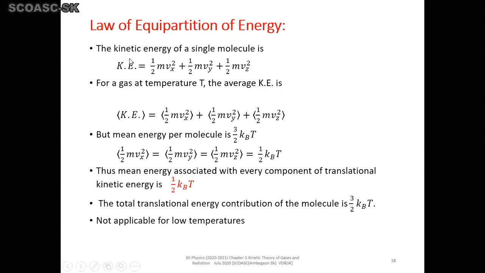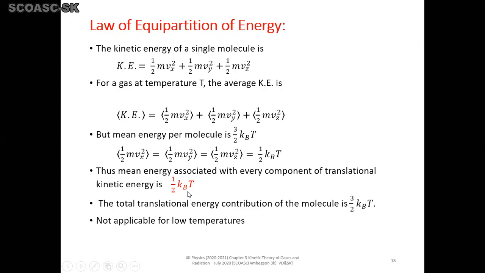Now, what is the law of equipartition of energy? This is the total energy that is there per molecule in all the three directions, x, y, z. So the kinetic energy along x, y, z, the energy is distributed equally. So it is going to be half kBT along x, half kBT along y, half kBT along z. The mean energy associated with every component of translational kinetic energy is half kBT, right?